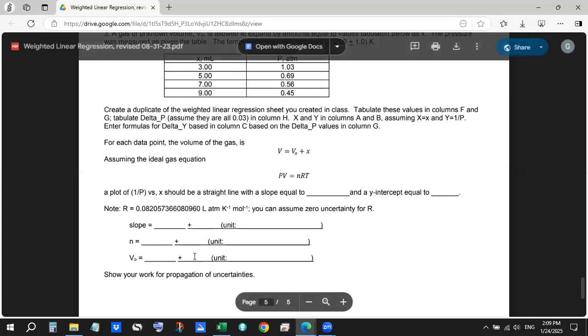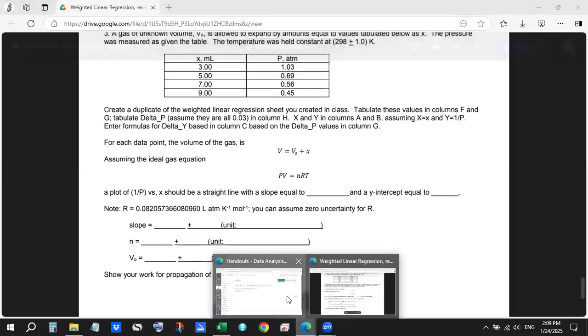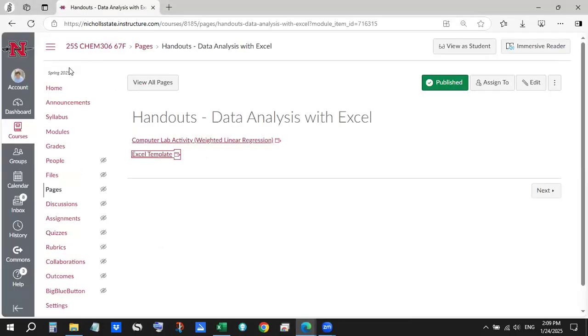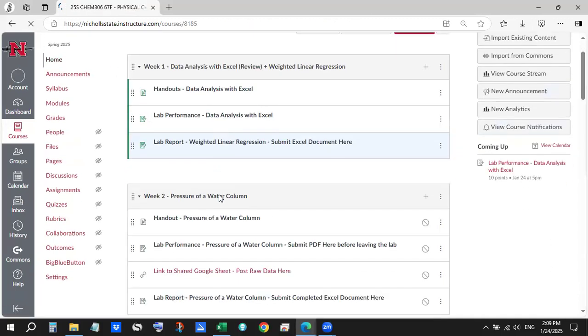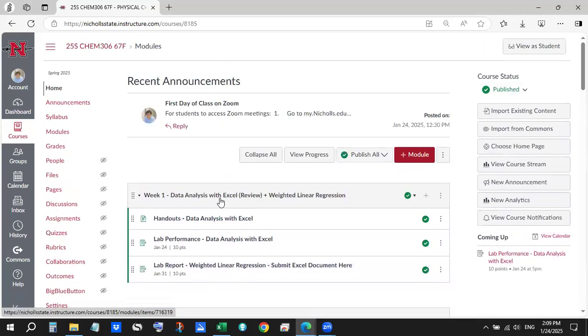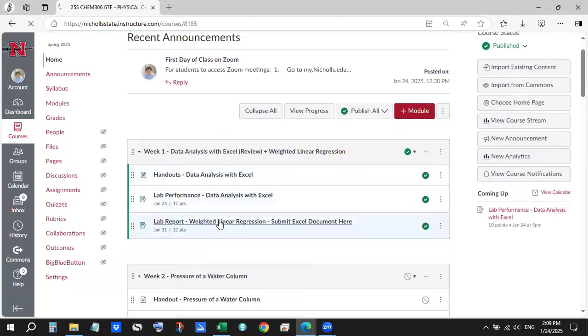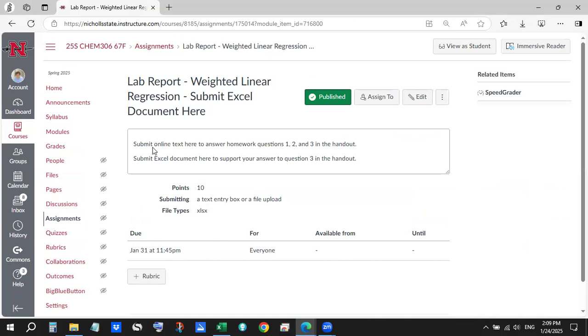So for your homework, right here for your lab report, I need the answers to homework questions 1, 2, and 3 in the handout. And then I want you to submit the Excel document to support your answer to question 3 in the handout. And that's it. That would be due a week from now.